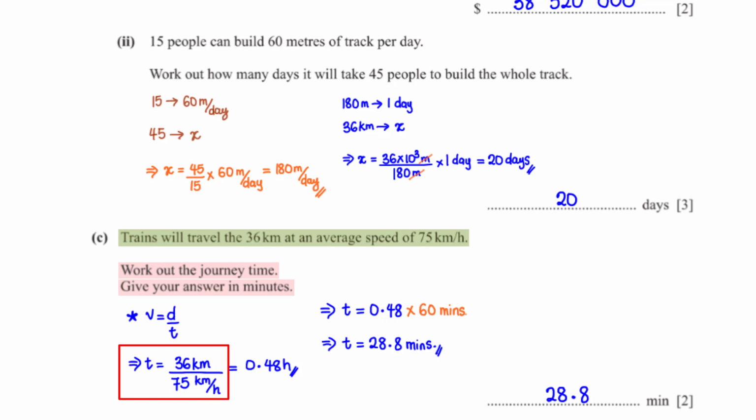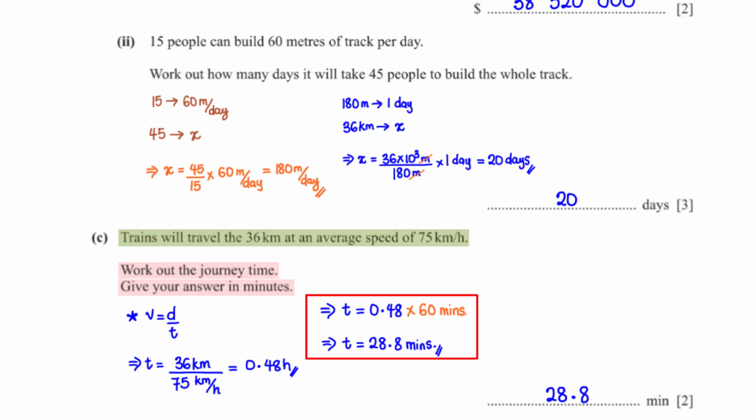In this case, we want to find t, so we make t the subject. The distance d has been given as 36 kilometers and the speed v has been given as 75 kilometers per hour. When we type this into the calculator, we get 0.48 hours. We need to convert this to minutes. 1 hour is 60 minutes. So to convert 0.48 hours to minutes, we multiply 0.48 by 60. This gives us 28.8 minutes.